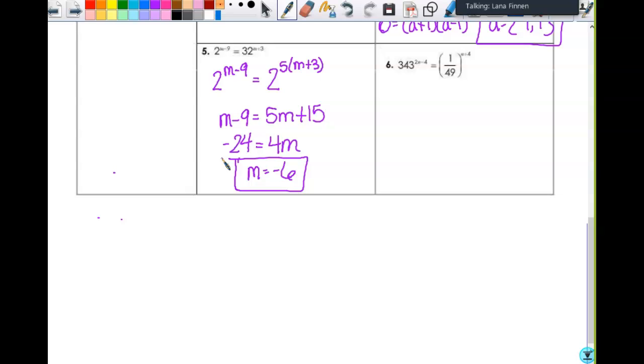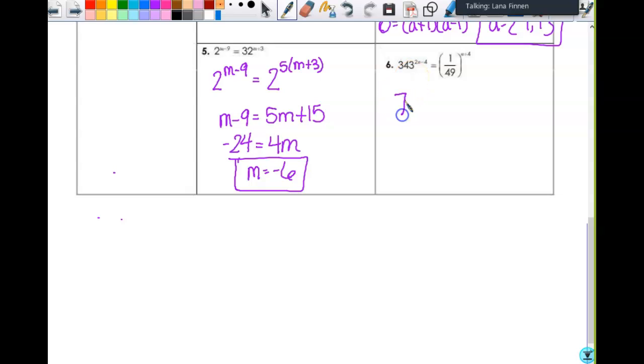All right, so on number 6, what do you think we could try as our base? 7. Like if we really think this is going to work, this kind of narrows down my choices right here, even if you're not sure what to do with that. So 7 and 7 is all I got here. So 7 to what power would give me 343? Seven to what power gives me 343? Third. Okay.